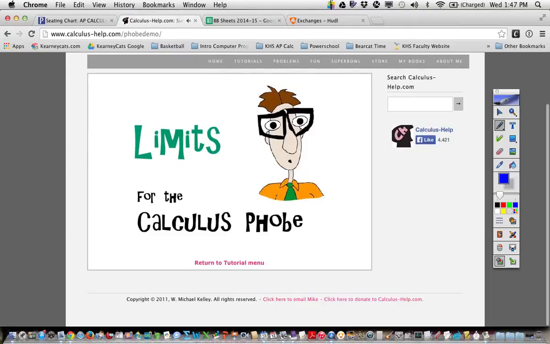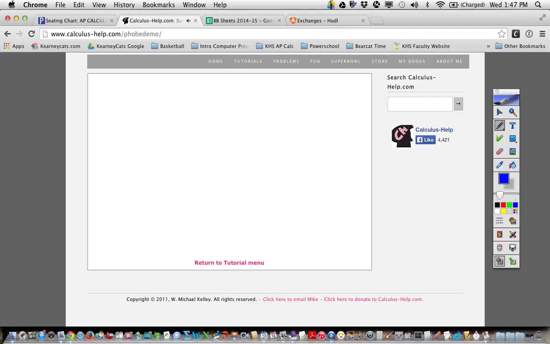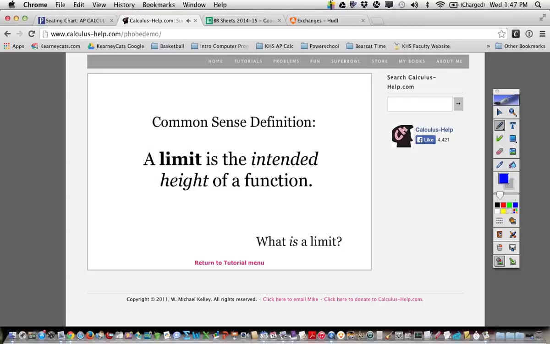You may have heard a lot of talk about limits, but the plain fact remains, most people don't understand what a limit is. So for now, we're going to focus on what is a limit. In basic terms, a limit is a height that a function intends to reach. That's pretty important, so let's say it one more time. A limit is the intended height of a function.